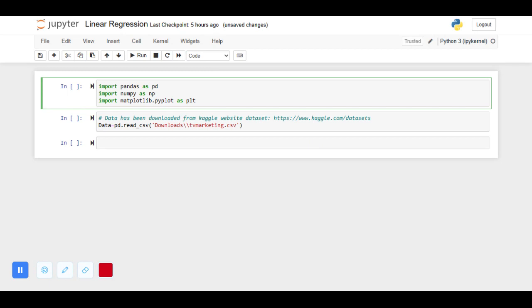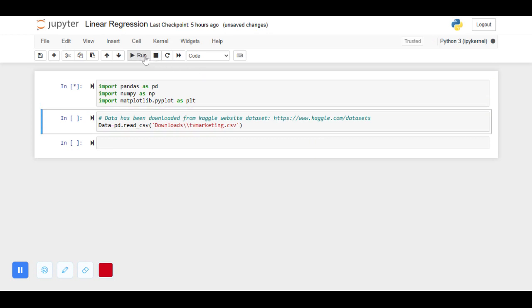In this video, I want to explain linear regression from scratch, and we will do gradient descent for finding the optimal weight and bias. So let's start with importing the libraries: pandas, numpy, and matplotlib.